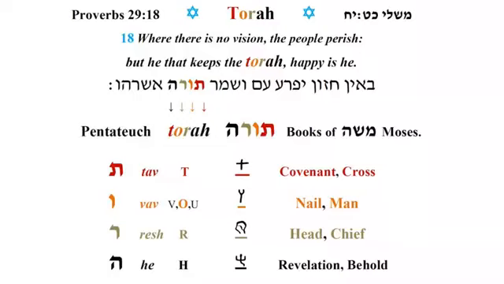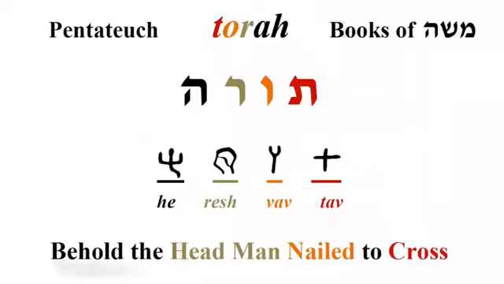If you read it backwards, the 4 letters, it actually says, behold, the head man nailed to a cross. That's the picture it makes backwards. So some people think they're going to go to heaven because they keep the Torah. They're trying to keep the Torah this way. They need to look at it backwards. And behold, the head man nailed to the cross.